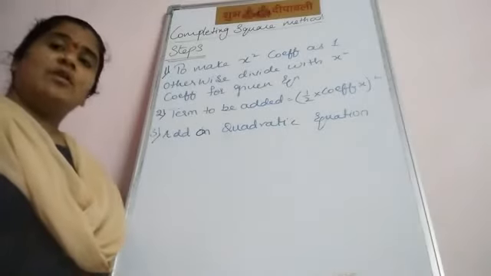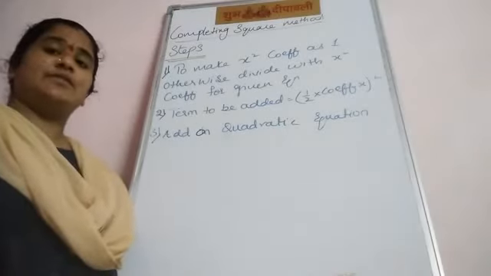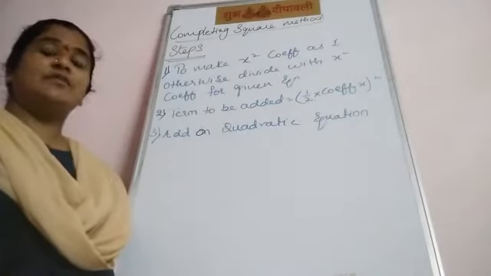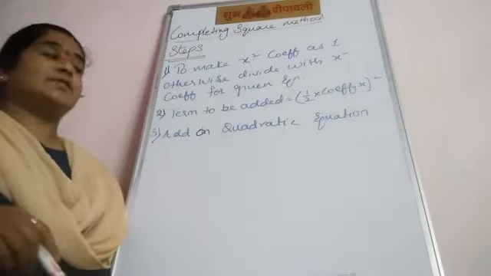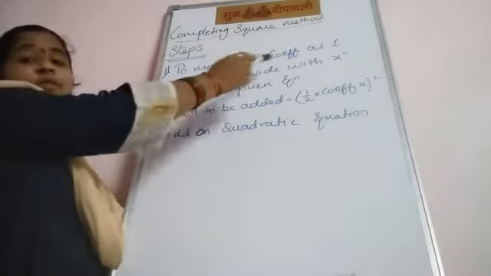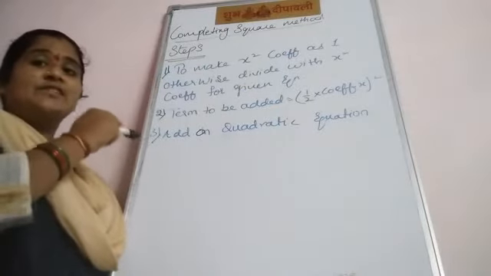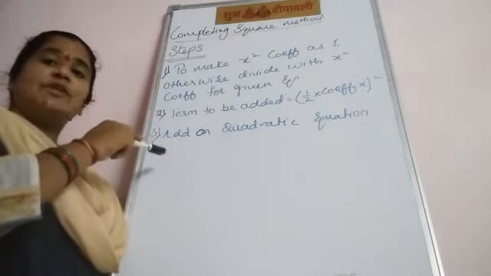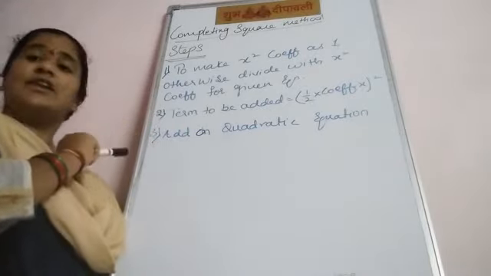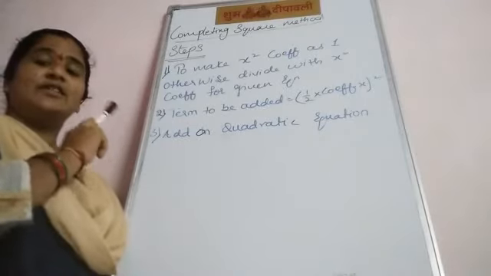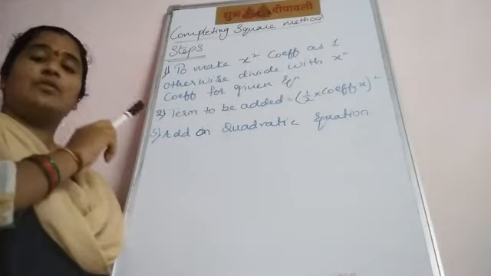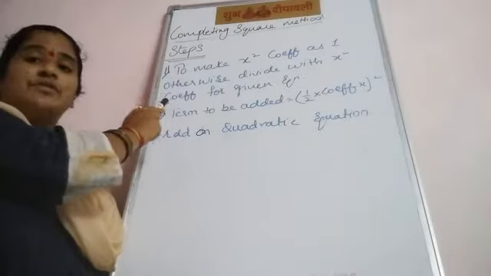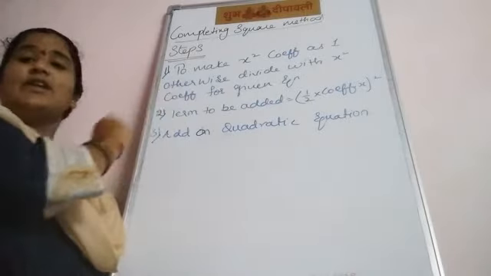Students, now our second method is the completing the square method. Before solving a quadratic equation, here are some steps for the completing the square method. First step, make the x square coefficient 1. If the x square coefficient is not 1, divide the whole quadratic equation by that coefficient. It is compulsory in this first step that the x square coefficient is 1. Otherwise, divide the whole given quadratic equation by that x square coefficient.